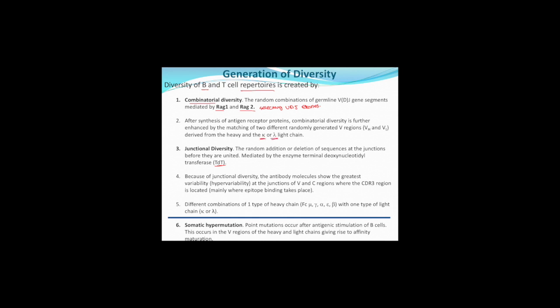And then finally, through the selection of particular isotypes for IgM, IgG, and so on. The more advanced form of diversity is generated in a process called somatic hypermutation, which I'll talk about in a later lecture. Right?